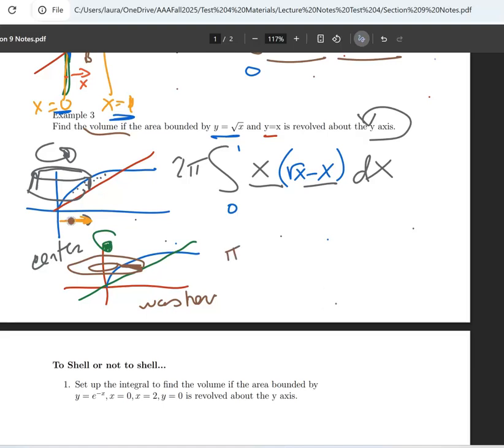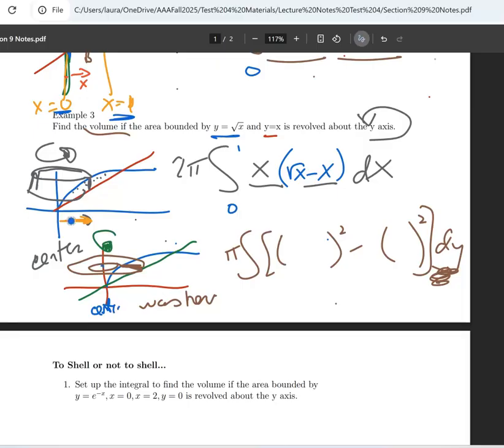So let's get the framework set up. So it's going to be outside radius squared minus inside radius squared, and it's going to be dy integration. So remember, this is really useful to put down near the beginning. Okay, so this is the center.